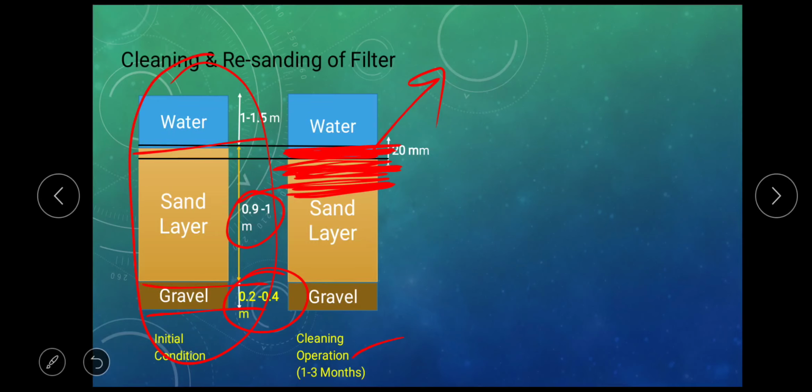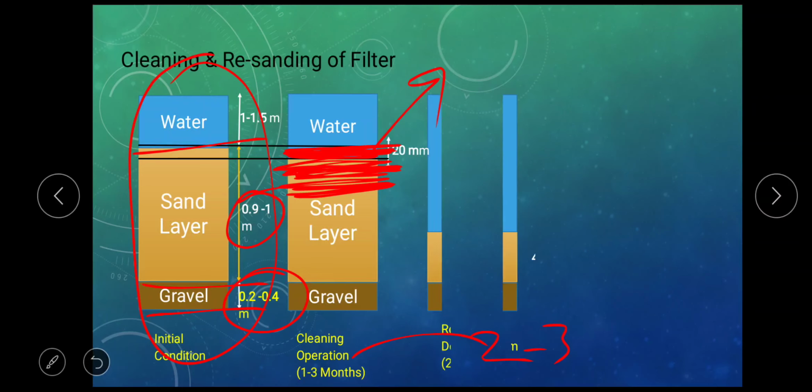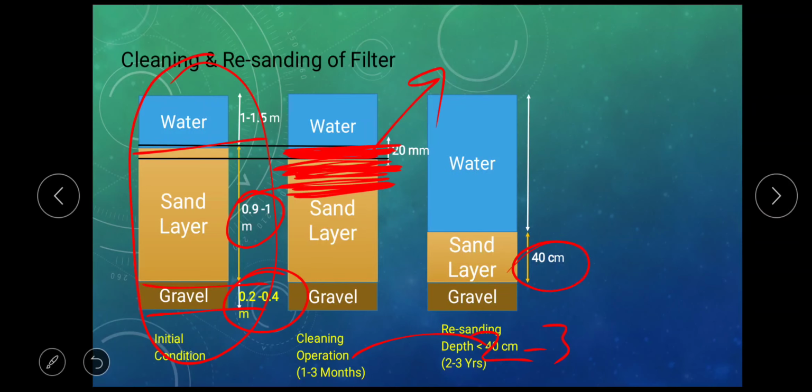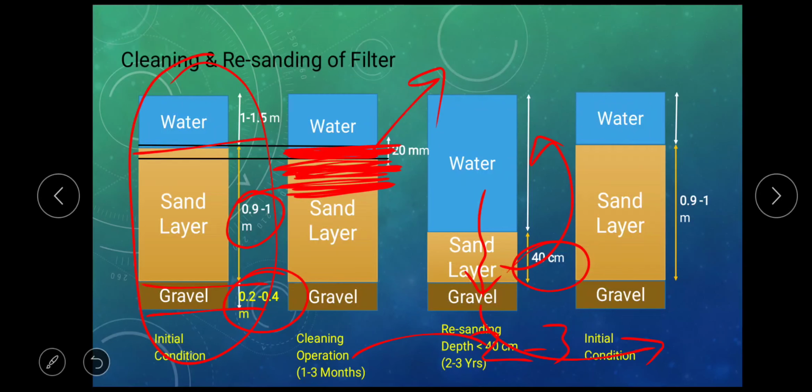So every 2 to 3 years the thickness of the sand layer reduces to 40 cm. Now if the thickness reduces below 40 cm, there may be a case where all the impurities penetrate this sand layer, and these impurities will be seen in the filtered water. Hence we have to restore the thickness of the sand to its original condition.